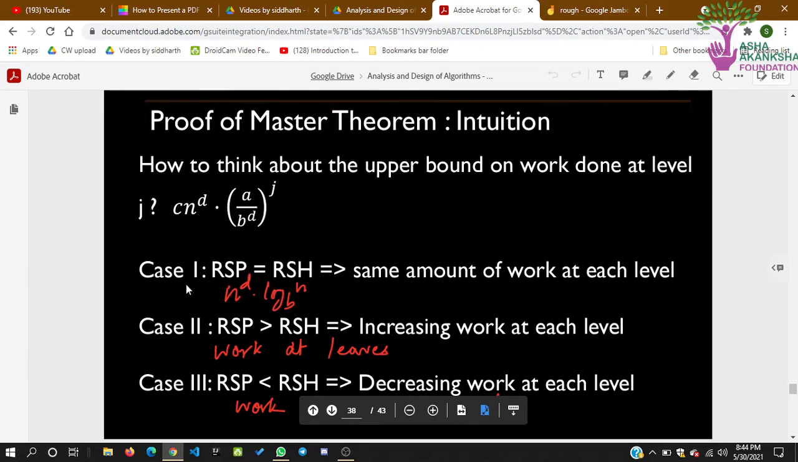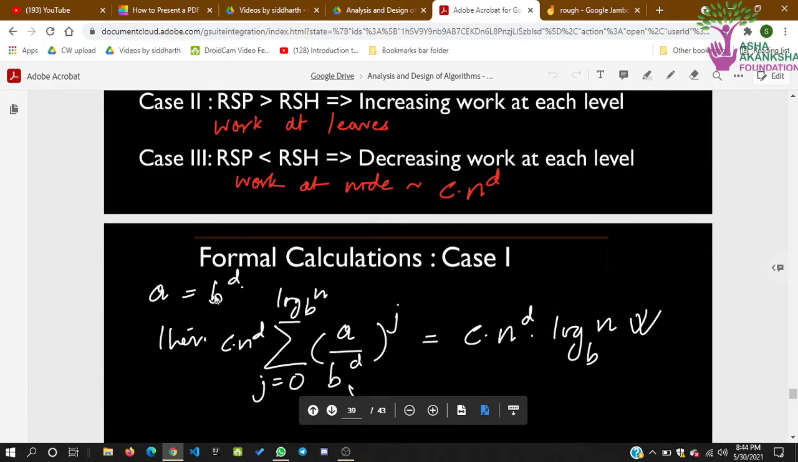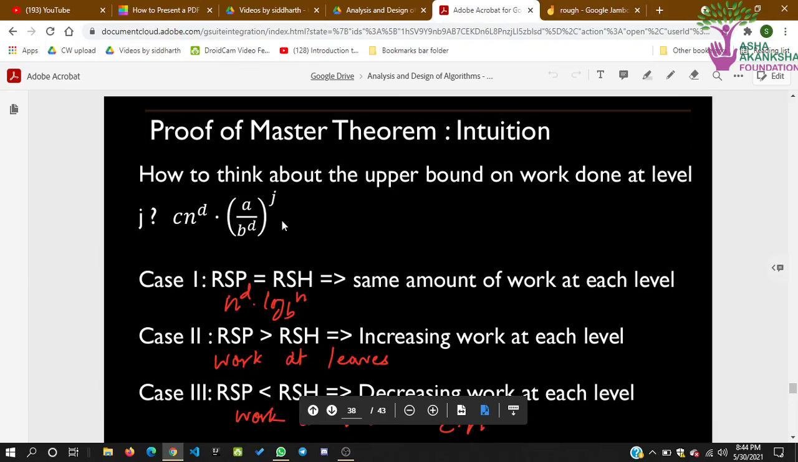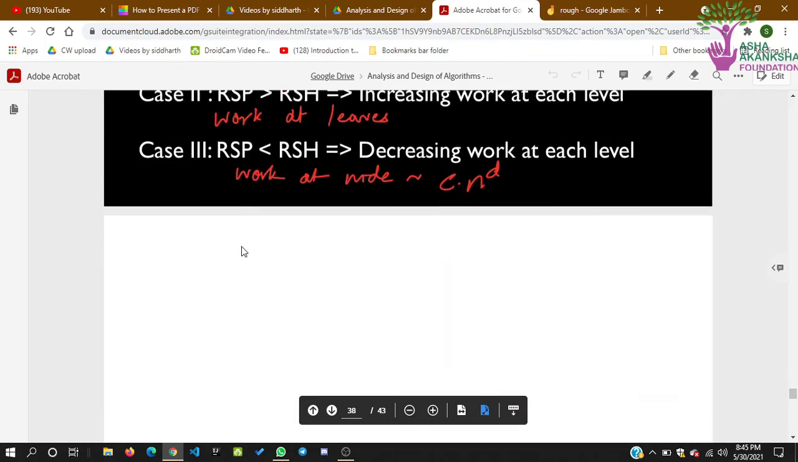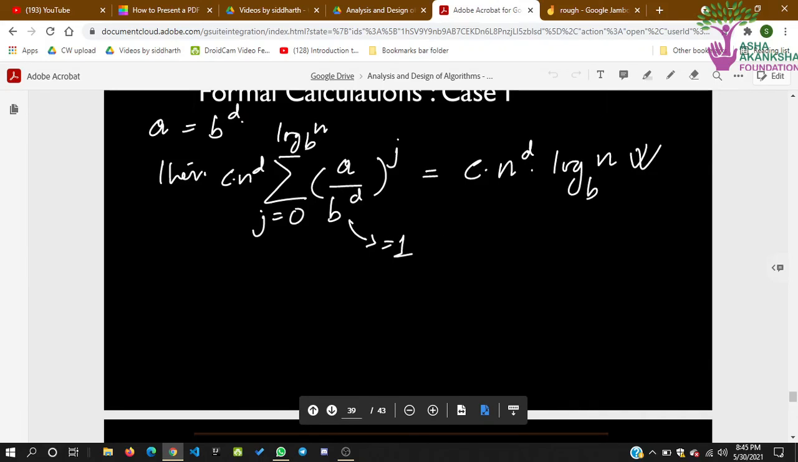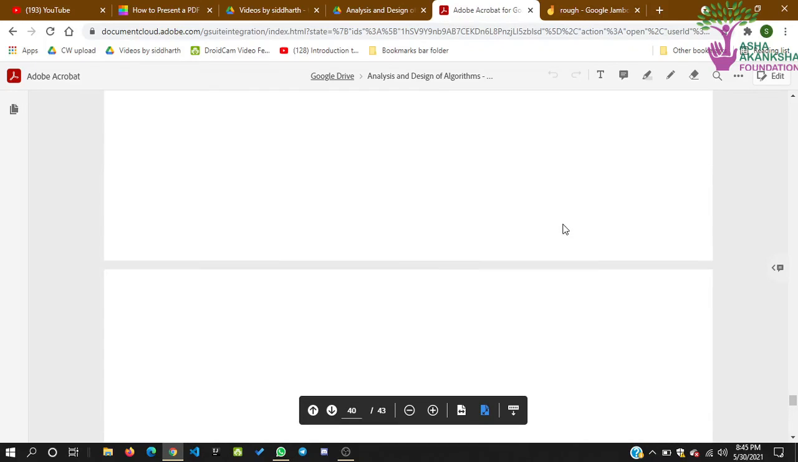In the first case, I said RSP equal to RSH. RSP was A and RSH was B raised to power D. So we are taking this thing. In the original formula, I take A equal to B raised to power D, so this becomes 1. Now I am just adding 1 this number of times, so this just becomes 1 into log base b of n, and hence this. This is basic maths.